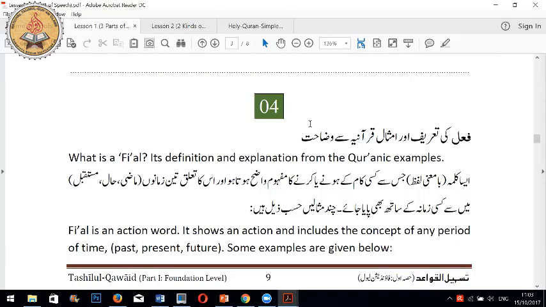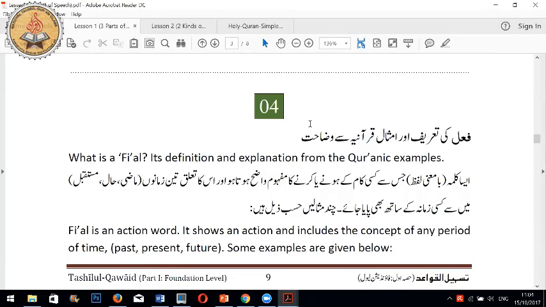Now, point number 4 says, what is fail? You see, we understood from the previous class that there are 3 categories of a kalima. One is noun, second one is fail, a verb, and then is a preposition. It is called in Arabic harf, which is more than preposition, I would say. So fail is an action word or a doing word, and it shows an action and includes the concept of any period of time.